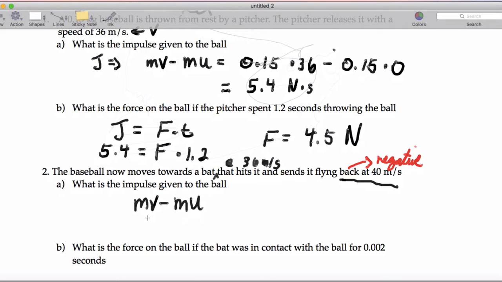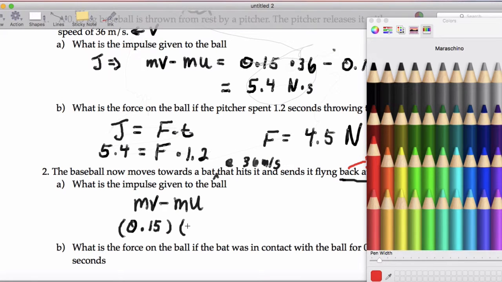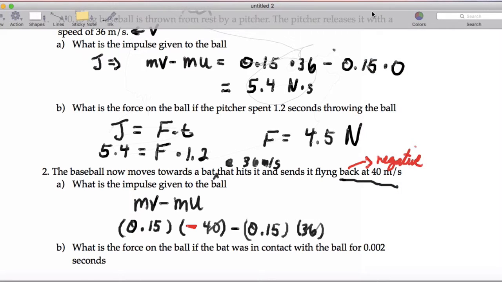Putting all these facts together, the impulse is going to be 0.15, which is the mass of the ball, times, let's be careful, it's going back at 40 meters per second, minus 0.15 times the original 36 that it came in at. So when we actually calculate this number out, we're going to get an impulse of negative 11.4 Newton seconds.